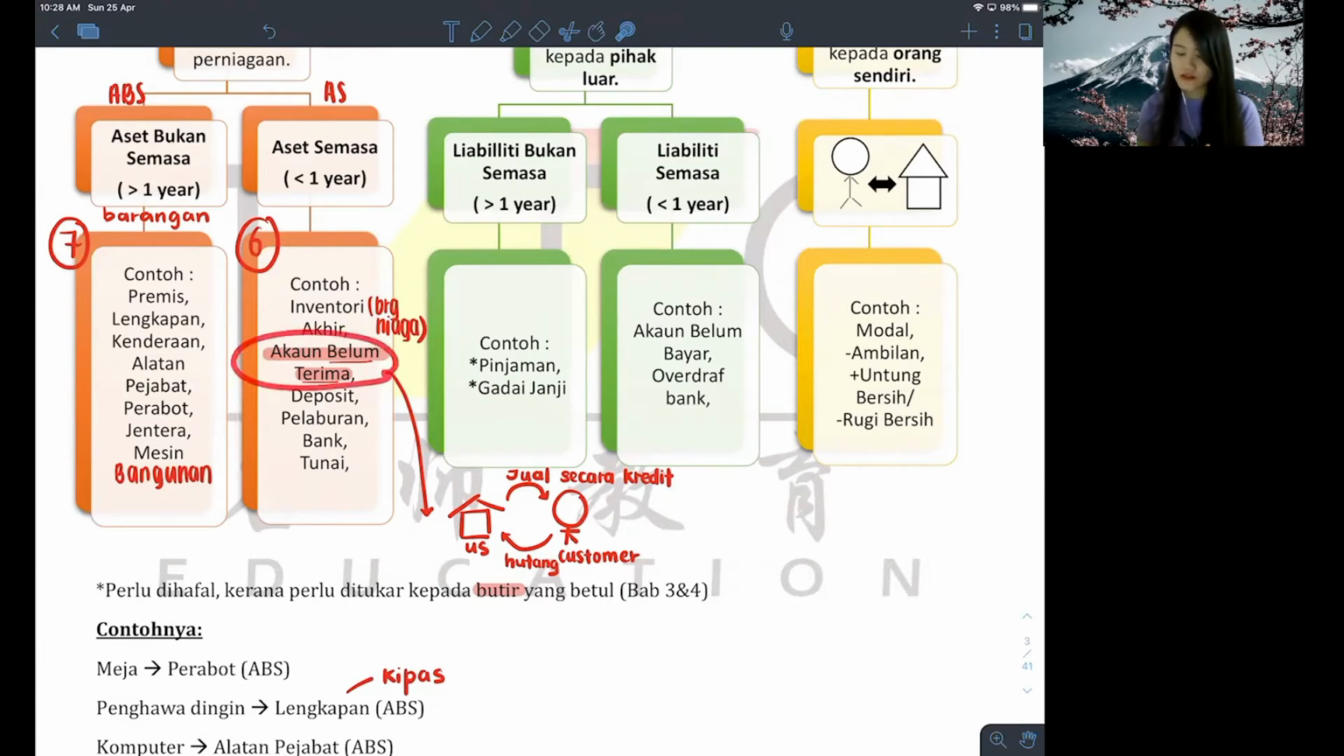So this account belum terima actually represents what? Account belum terima actually represents all the customers that have bought from us secara credit. So in short, we call it ABT.